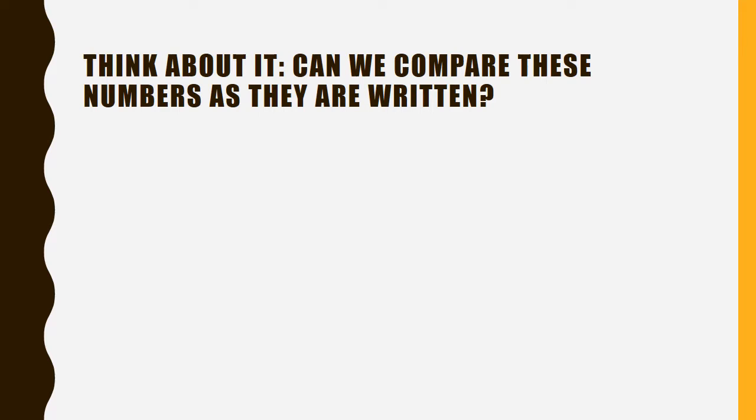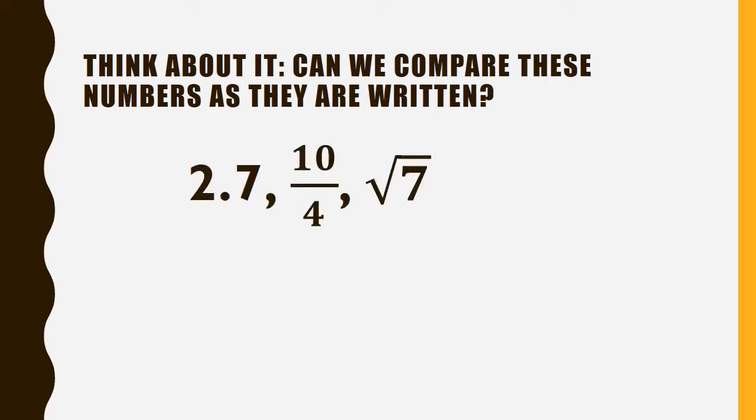So first thing we're going to think about, can we compare these numbers as they are written? Well, at first glance, I would find this very difficult, and I have a math degree. It's hard to compare because 2.7 is written as a decimal, 10 over 4 is written as a fraction, and the square root of 7 is written as a square root. It's tempting to say that 10 over 4 is the biggest because 10 is the biggest number, but 10 over 4 does not have a value of 10. It has a different value.